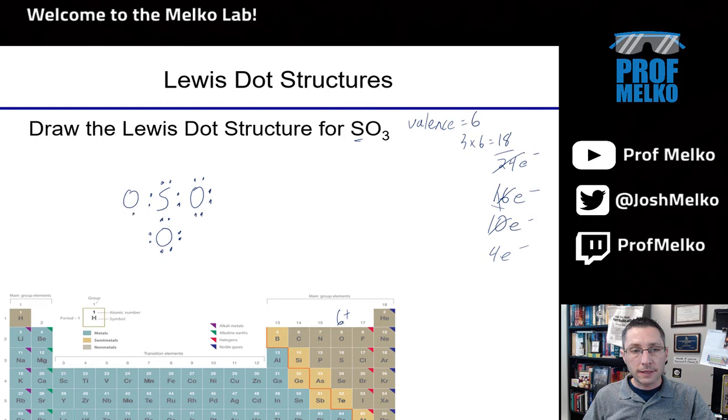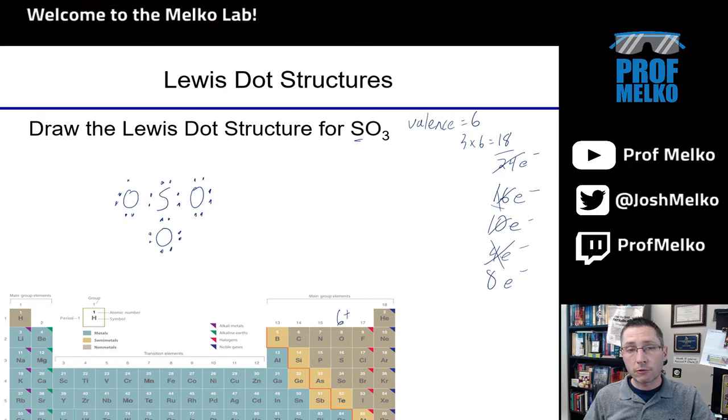I try to complete this last oxygen's octet. 2, 4, but oh no, I've run out of electrons. I have no valence electrons left. I can't draw 2 electrons up here because I don't have them. I've run out of all 24 electrons. Okay, so that's step 3.